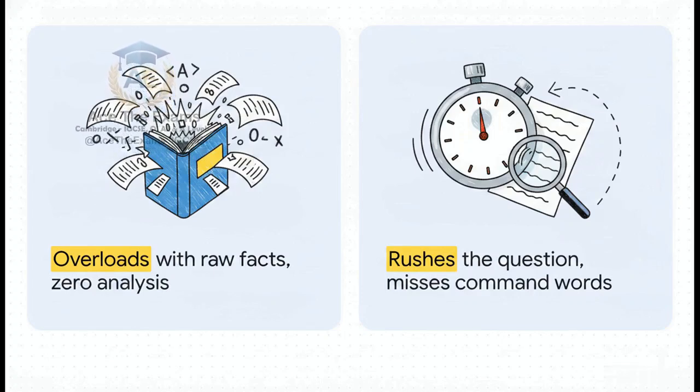Ouch. Then, on the right, we have Sam. Sam is incredibly smart, but Sam rushes. Sam skims the question, completely breezes past crucial command words like evaluate or analyze, and just jots down a super basic description. Both of these approaches lead straight to a sea of red pen marks and lost grades.